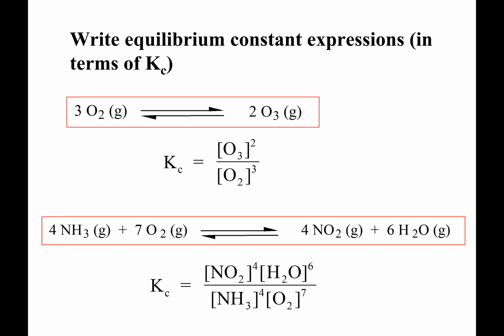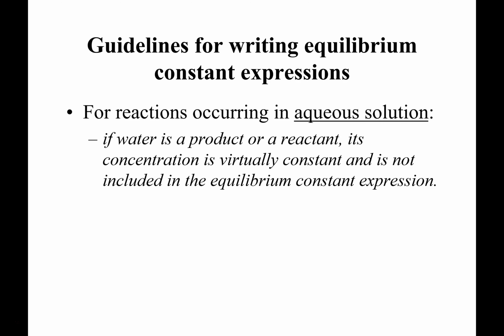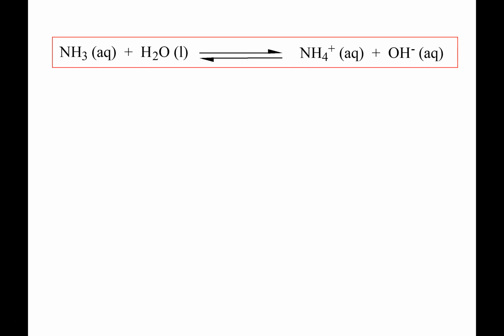There are a few catches I'm going to show you to watch out for. Here's the first of the two catches I'll talk about. If your equilibrium is occurring in water, water should not appear in your equilibrium constant expression. How do you know it's occurring in water? You just look for your aq. If something is aq, it means it's occurring in water. The reason you wouldn't put water in your equilibrium constant expression is that water's everywhere because it's a medium, and so it's relatively constant.